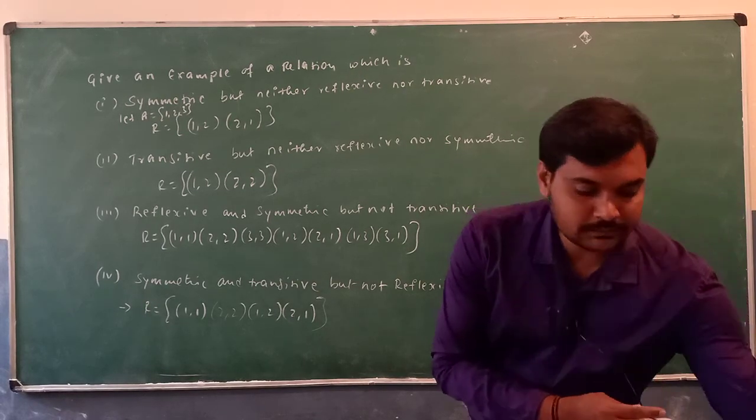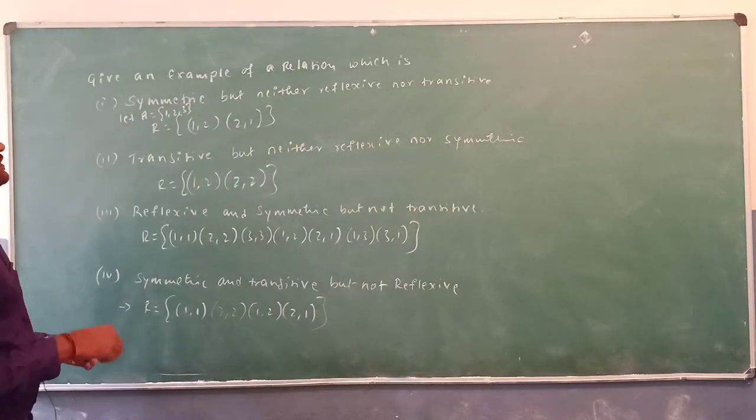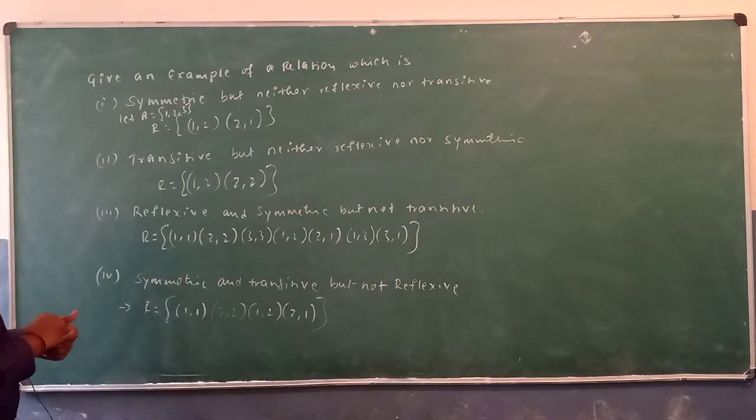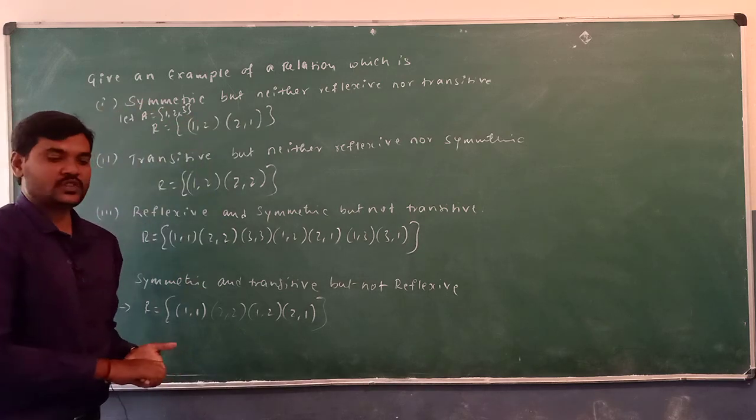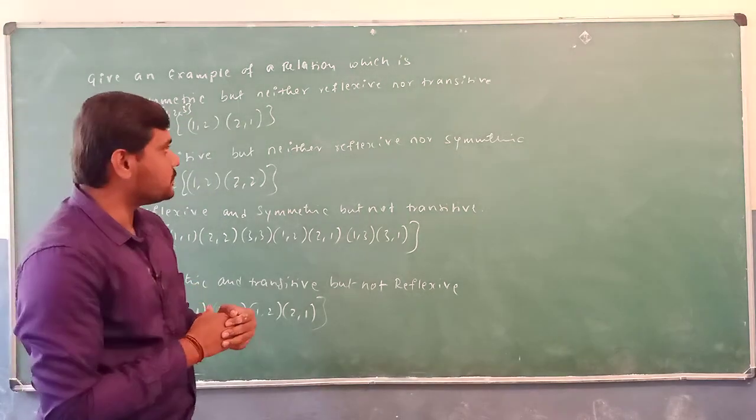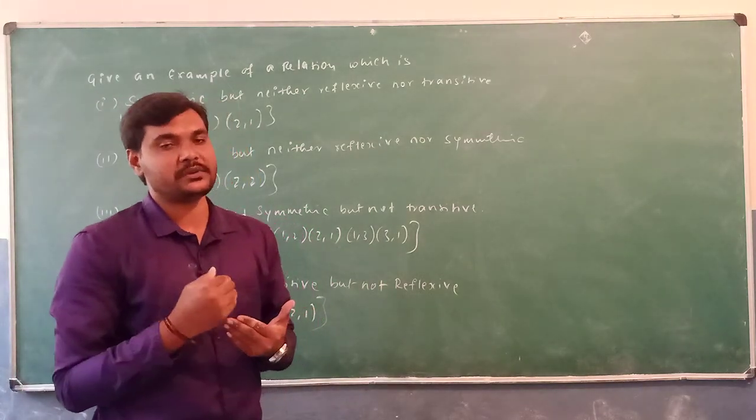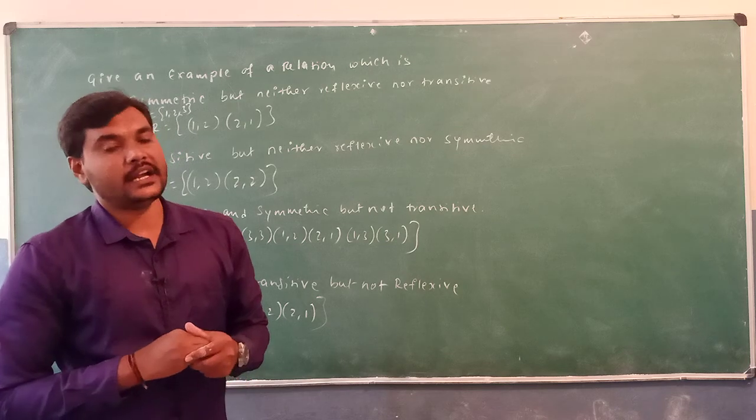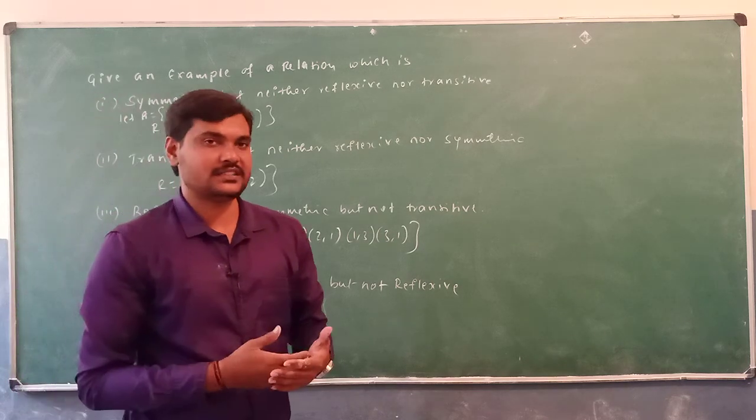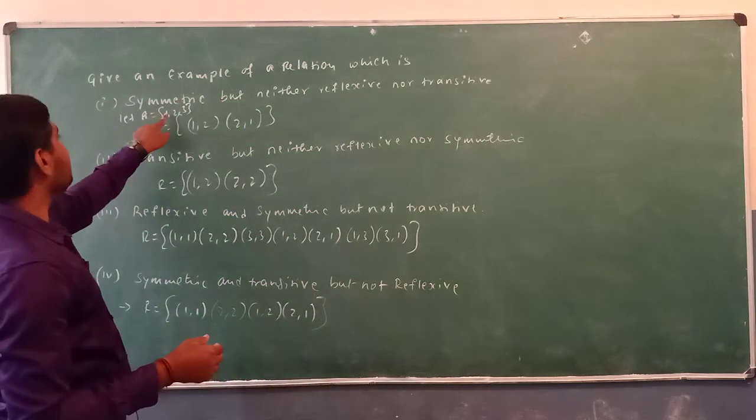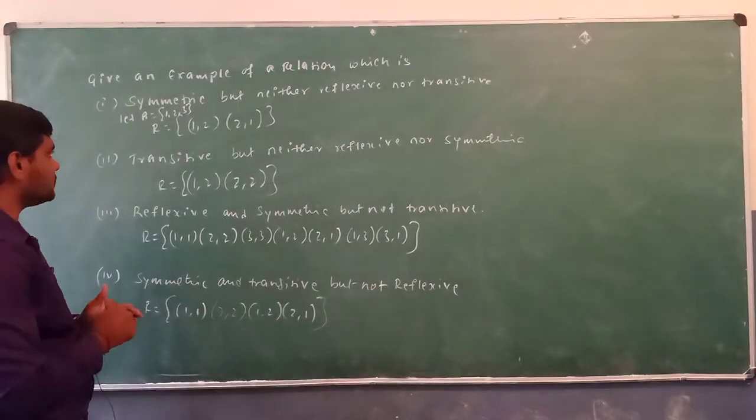So dear students, this is going to be the second problem in this video. Give an example of a relation which is symmetric but neither reflexive nor transitive. Before we move to that example, let me clarify the basic knowledge of reflexive, symmetric, transitive. Suppose we have three elements, and 1, 2, 3 is the given set. Let A is equal to {1, 2, 3}.